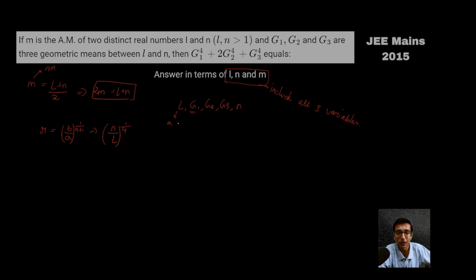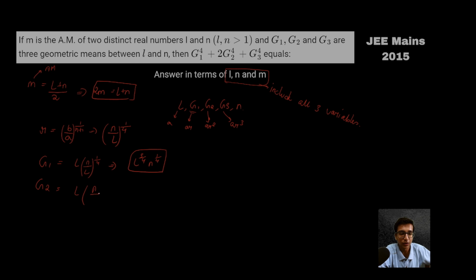We know L is equal to A. G1 can be said to be AR. This can be said to be AR square. G3 would be AR cube. So similarly, let's find out G1. This would be A into R. Here A is L and R is (N by L) to the power 1 by 4, which makes it L to the power 3 by 4 and N to the power 1 by 4. This is our G1.